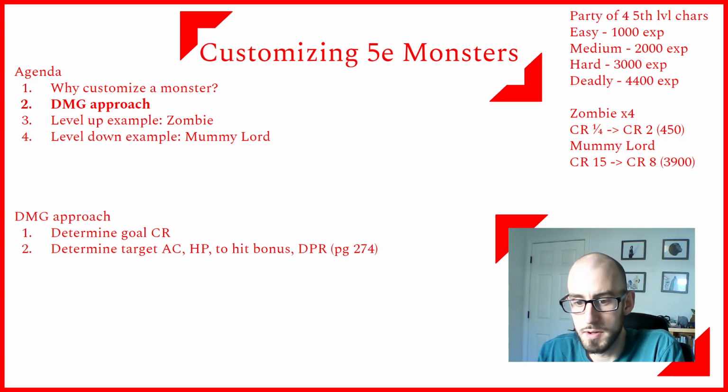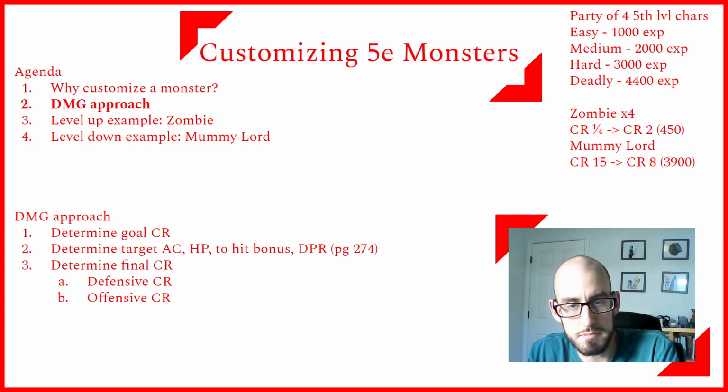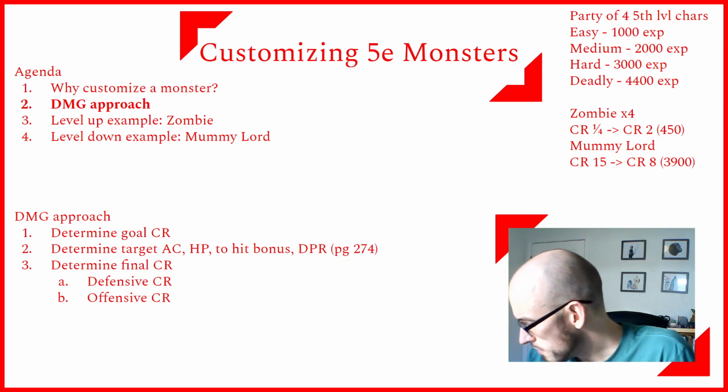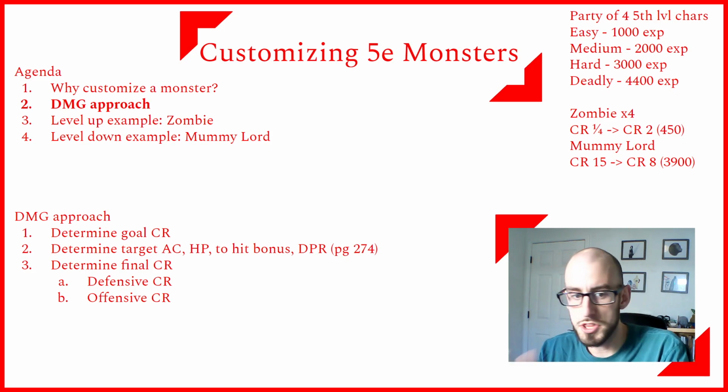The next thing is you're going to determine the final challenge rating of the monster. You're going to calculate the defensive challenge rating of the monster and then the offensive challenge rating of the monster and average them, and that'll be your final challenge rating of the monster. And the way that they calculate those, they look at the health of the monster and then what their effective armor class is, and if it's higher or lower than the value they expect, then you can bump the challenge rating up and down.